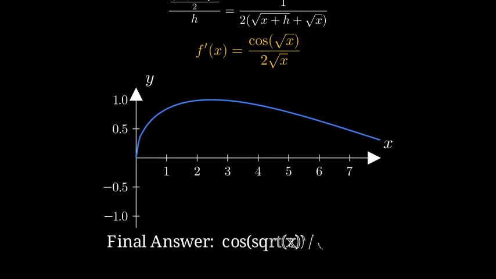Great work! We have derived the derivative from first principles, and the final answer is cosine of square root of x over 2 square root of x.